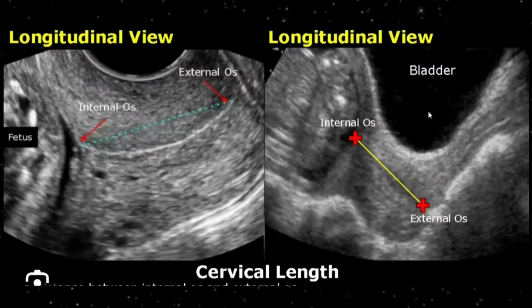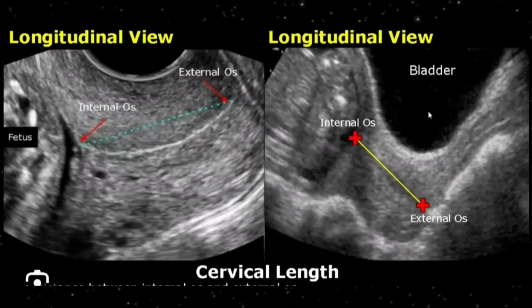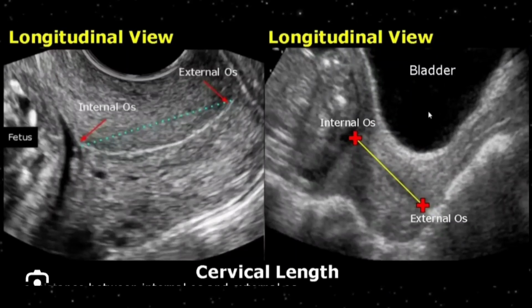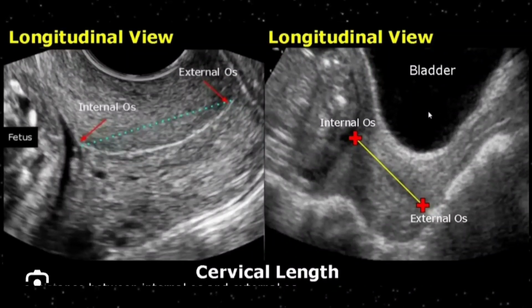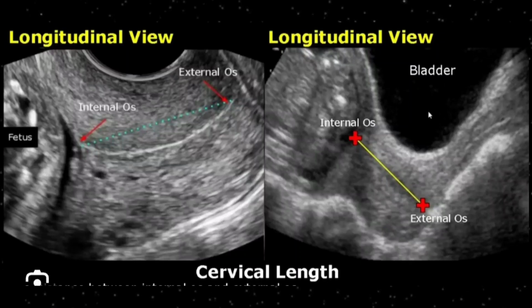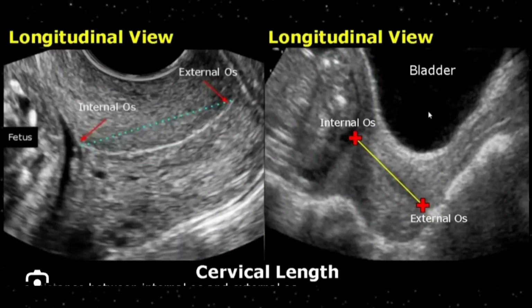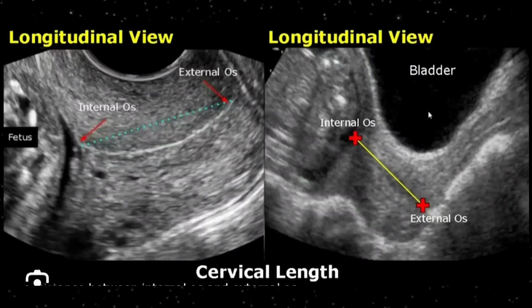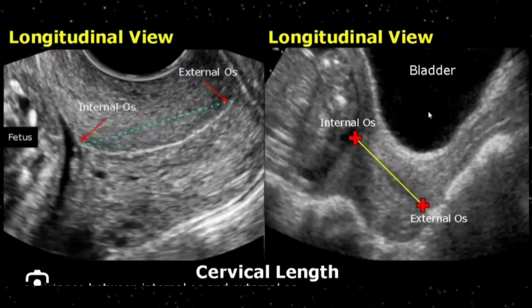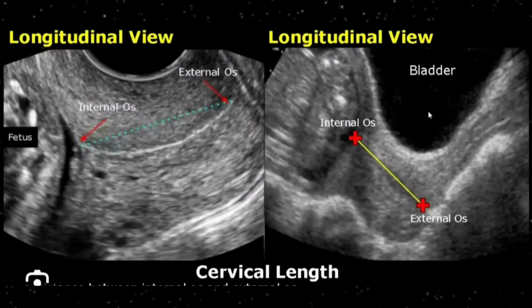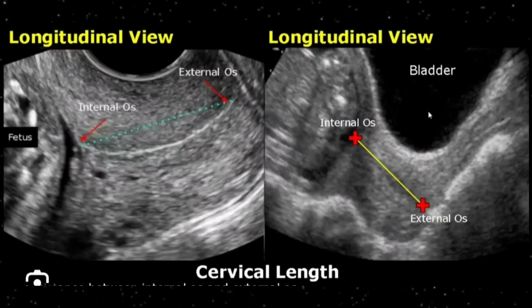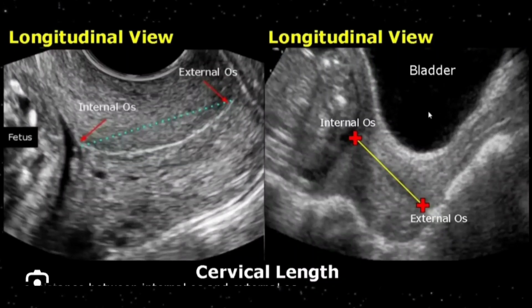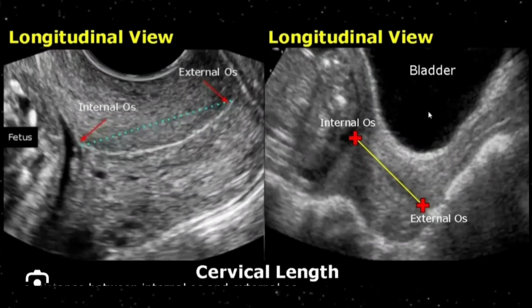Here on this image, again you can appreciate the internal os, the external os is also visible, and the endocervical canal can also be seen. So far as the width is concerned, again you have to tilt the probe and then look for the internal os and the external os. This is what the entire measurement is. So you have to look at the length of the cervical canal.